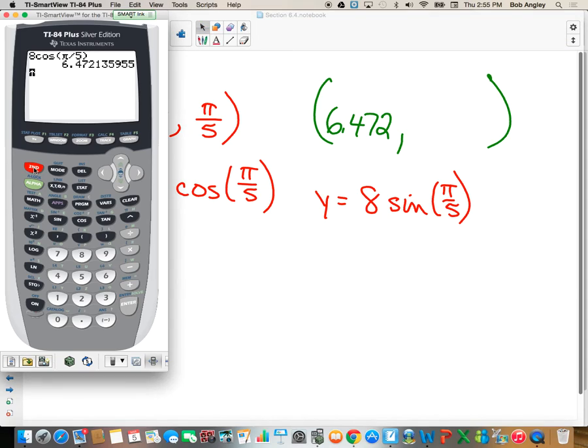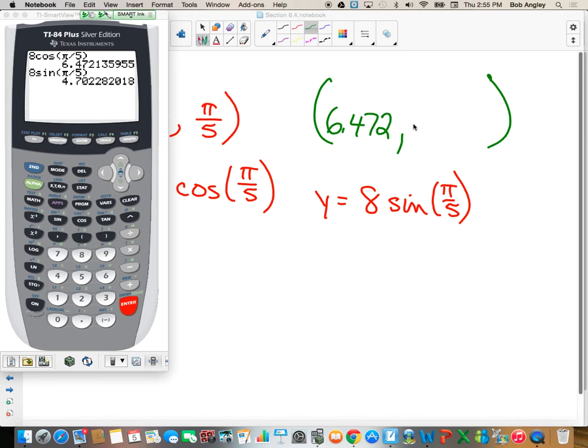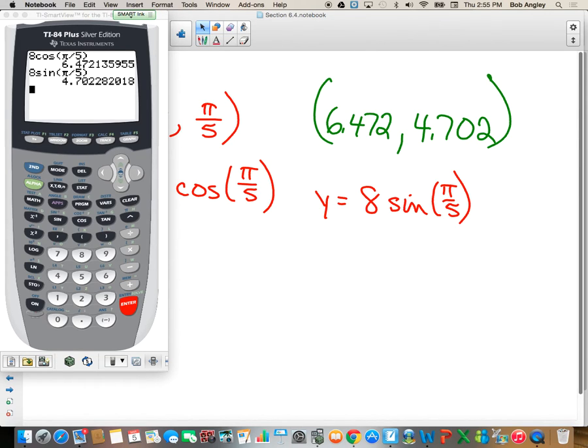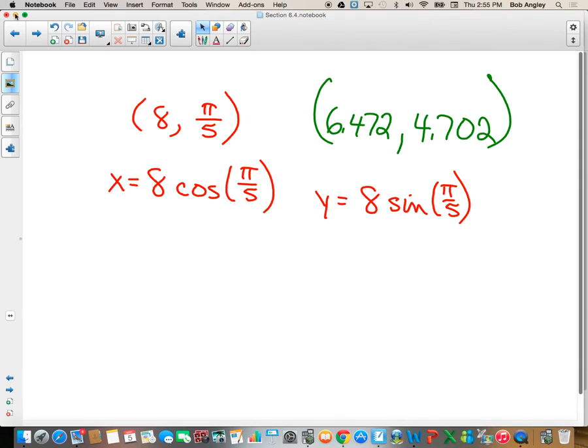Now, to get this second one, we can just start typing again, but I like to go second enter and get that back up, and then just toggle over to where the cosine is and make it a sine. That way I don't have to worry about putting in the pi's again. So now this will be 4.702. And that would be the answer to that problem.